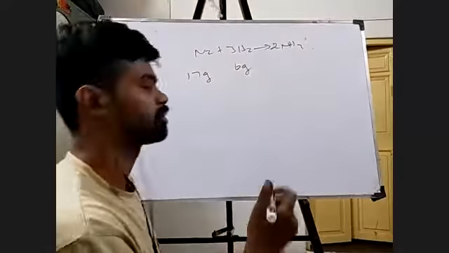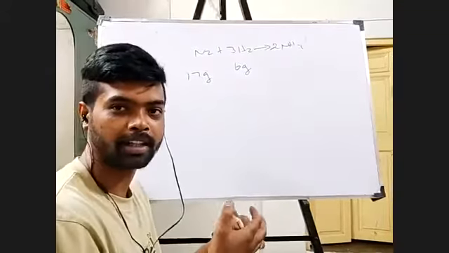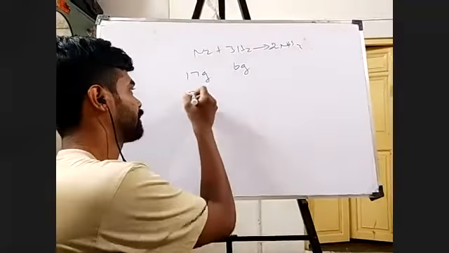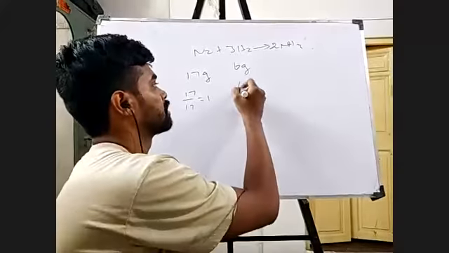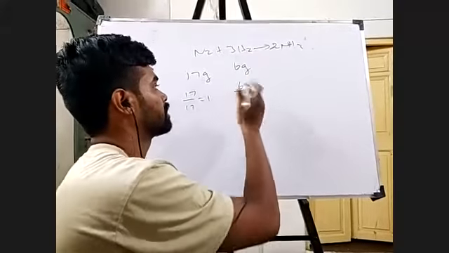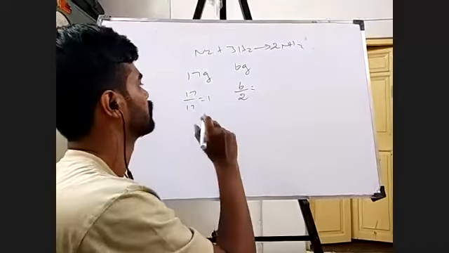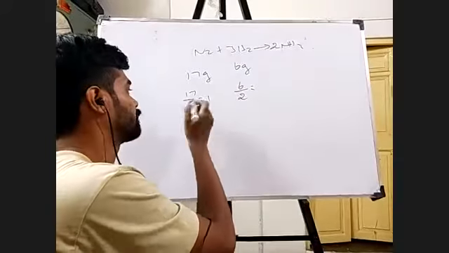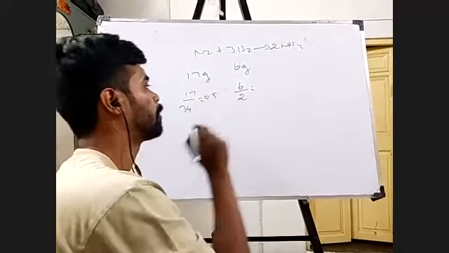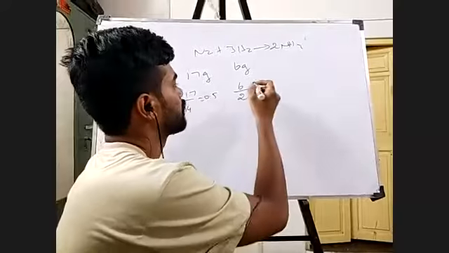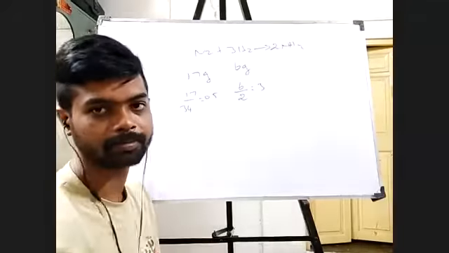Okay, fine. So what do we do first? We'll go for finding the number of moles. So can I say it will be 17 divided by 17 is 1 mole, right? And 6 divided by 6, sorry, 6 divided by 2. Oh, sorry, 17 divided by 34, right? Sorry, guys. 17 divided by 34 is 0.5 and 6 divided by 2 will become 3 moles.